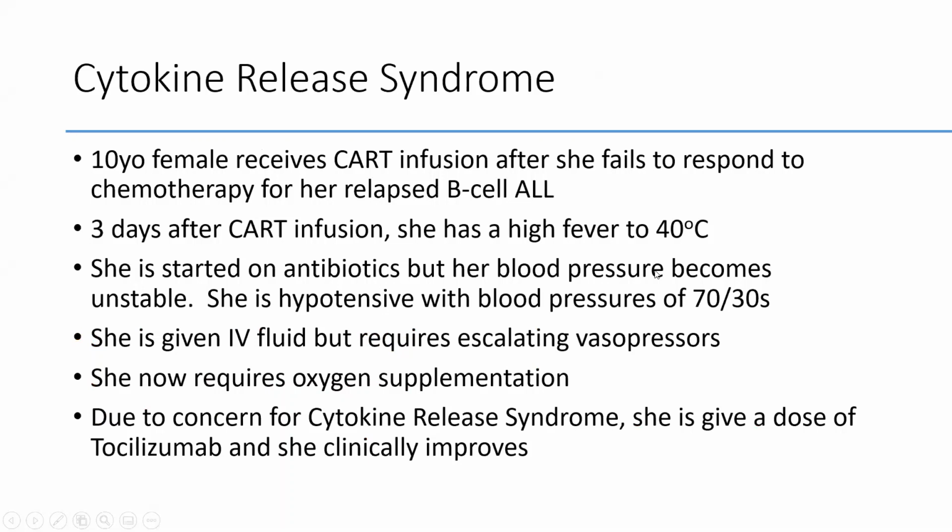Here I have put some examples so that we can understand how it happens. Cytokine release syndrome: a 12-year-old female received CAR T infusion. After the infusion, cytokine release syndrome occurs.